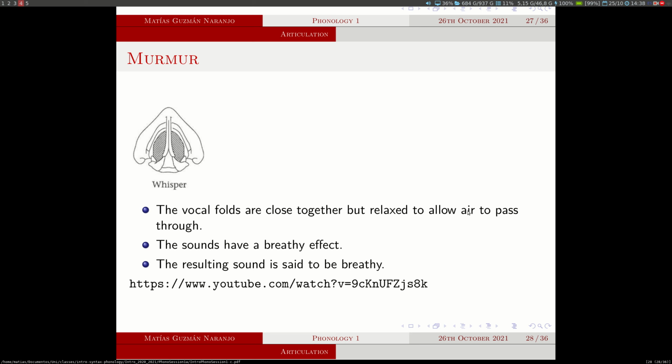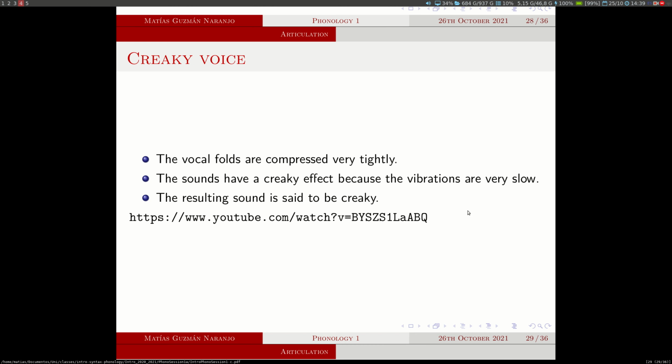The idea here is that the vocal folds are close together but relaxed, and they allow air to pass through them. And the resulting sound is breathy, or we call them breathy. And creaky voice, I don't have a diagram now for creaky voice, but the vocal folds are compressed very tightly, and the sounds have a creaky effect that's caused by very low frequency vibrations. So they vibrate very slowly, your voice goes deeper, and this is relatively common when singing.